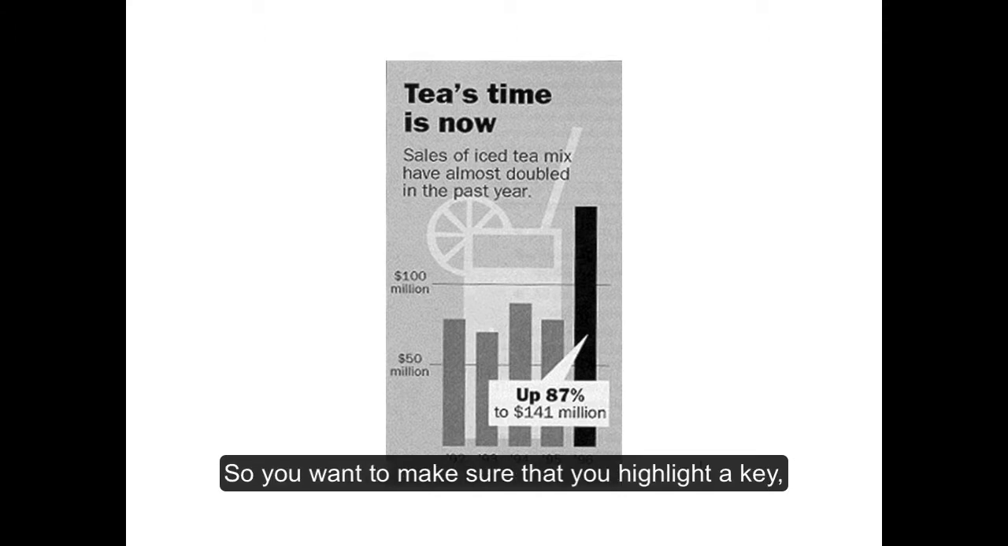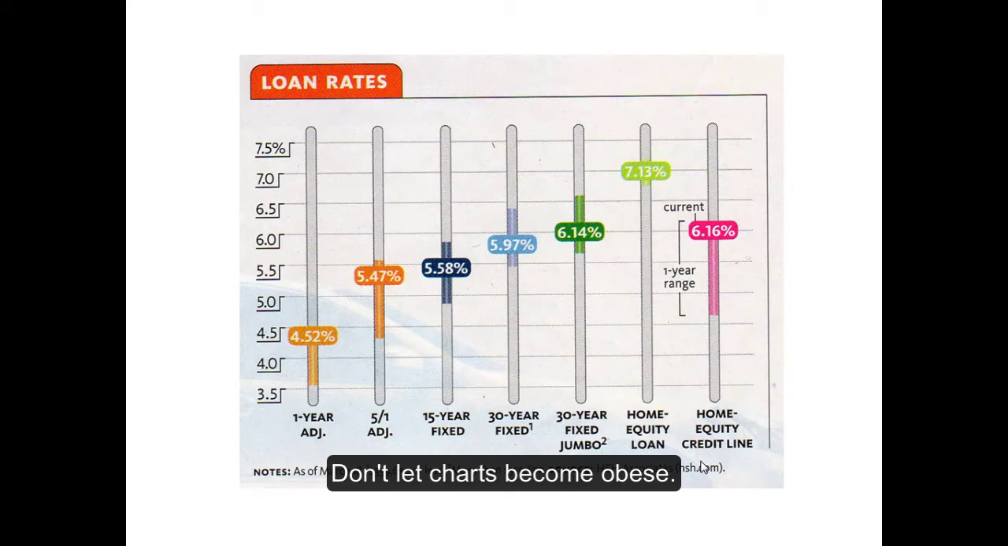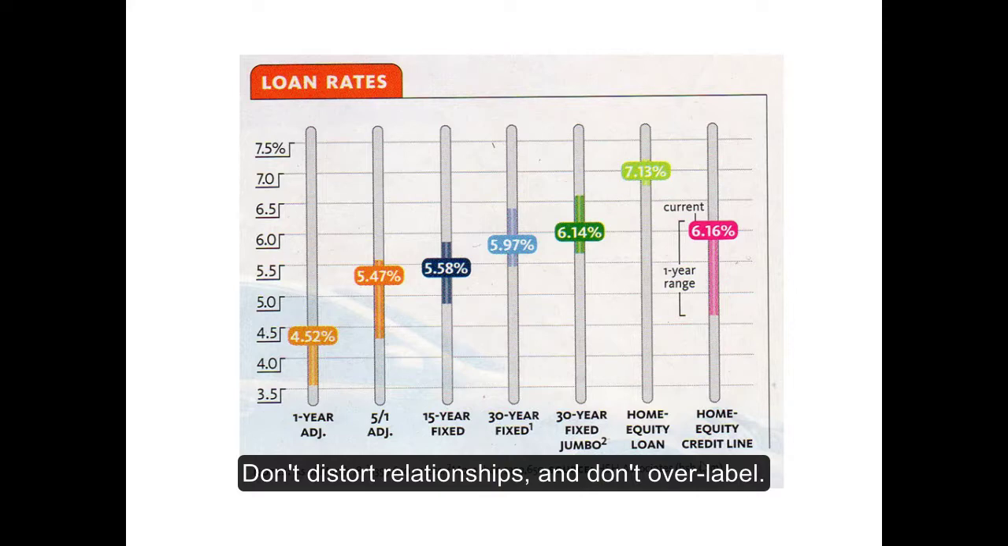So you want to make sure that you highlight one key item. You want to try to include icons because they only help. Be consistent with your width, be consistent with your labels. Don't let charts become obese. Don't let them become overdone. Don't distort relationships, and don't over-label.